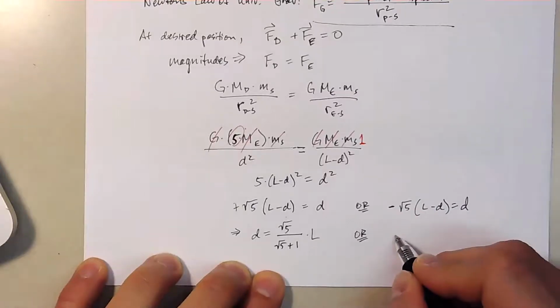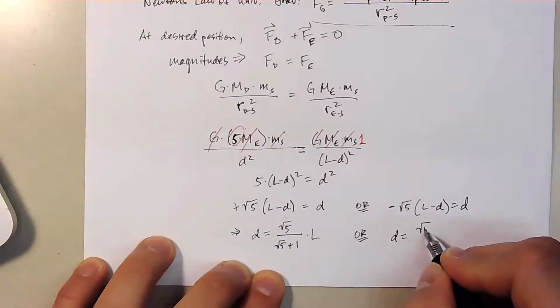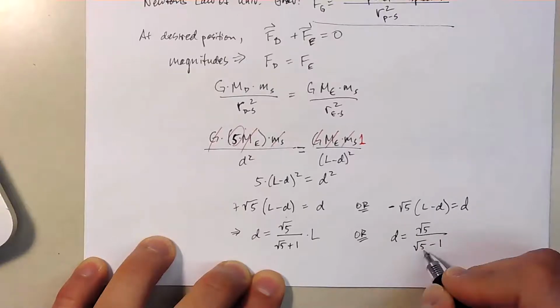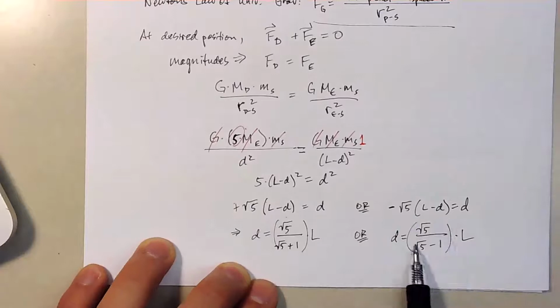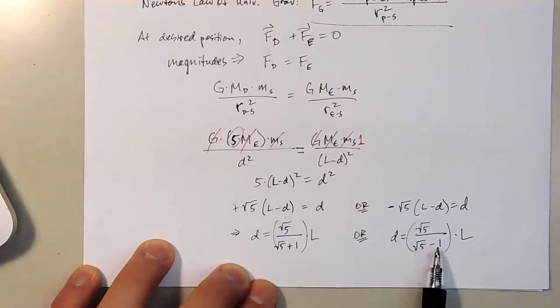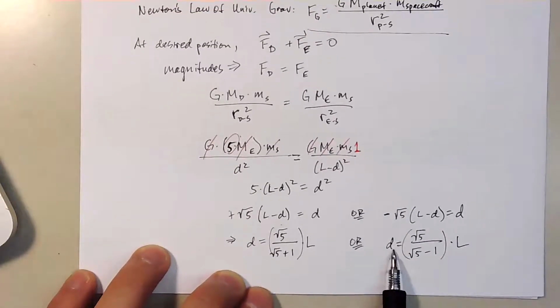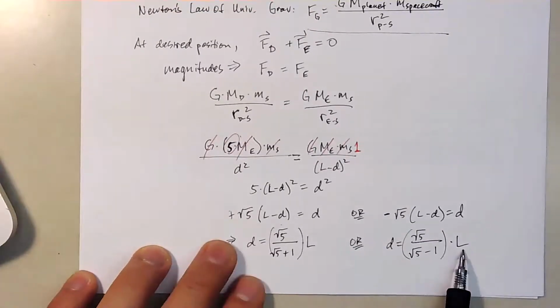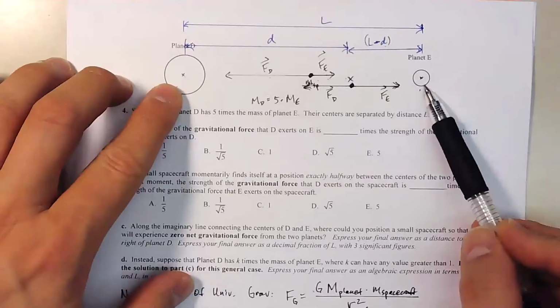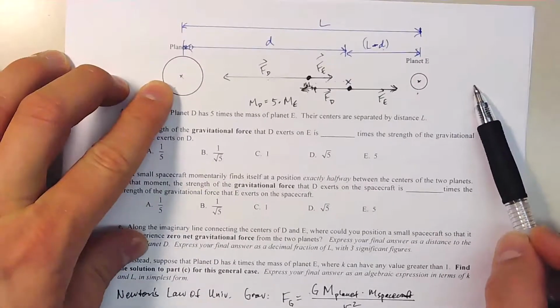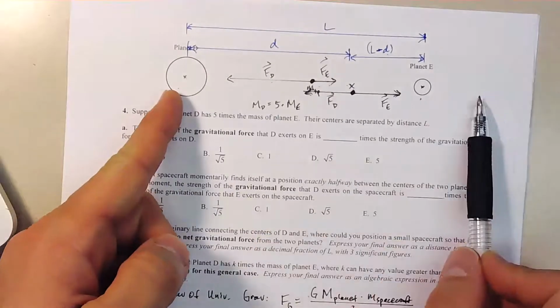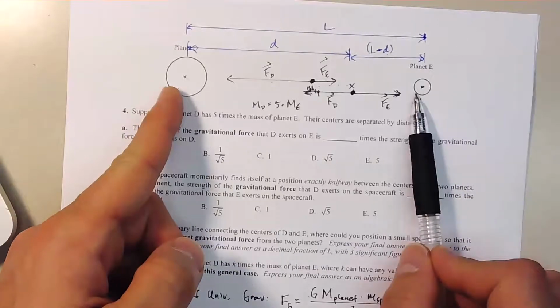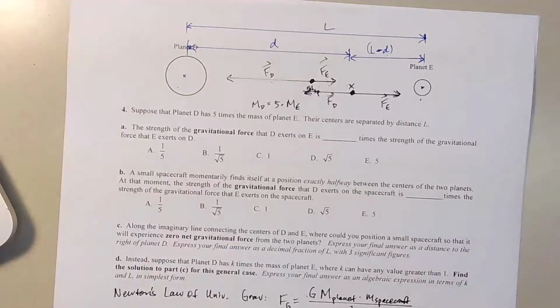On the right-hand side over here, I get square root of 5 over square root of 5 minus 1 times L. Well, it turns out this expression here is greater than 1. So what that means is little d is greater than 1 times L. That means that's talking about a position that lies over here somewhere, right? The distance to the right of planet D is greater than L. All right, well, what does that represent?